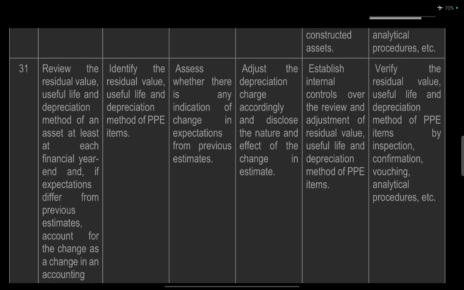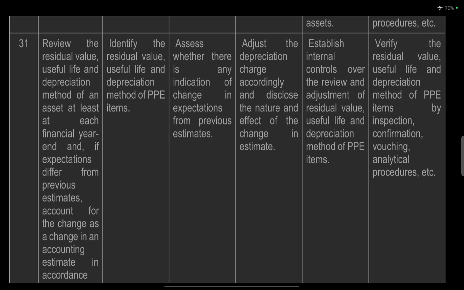Relevant computation to be made: assess whether there is any indication of a change in expectations from the previous year. Disclosure: make a proper disclosure in the financial statements. Adjust the depreciation charge accordingly and disclose the nature and effect of the change in estimate.